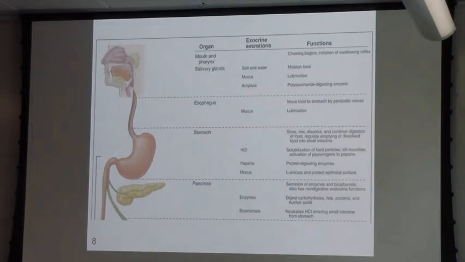So the mouth is going to mix food with saliva. Saliva has enzymatic activity, amylase, and it has moistening, it has water in it, so it's going to turn the food into something that you can swallow. And it's going to mix it with some mucus. We're going to see mucus again in this section, just like mucus is going to be important for protecting the digestive tract as well as lubricating the movement of stuff down the digestive tract.